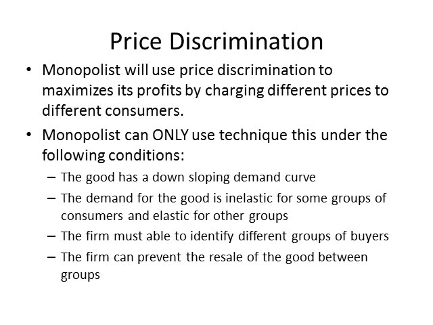One of the ways a monopolist can increase his or her profits is to engage in price discrimination. That is the practice of charging a different set of customers different prices. Price discrimination only works if the following conditions are met. First, the good has a downward-sloping demand curve. Second, the demand for the good is inelastic for some groups of consumers and elastic for other groups. Third, the firm must be able to identify those different groups of buyers. Fourth, the firm must be able to prevent the resale of the good between the groups.